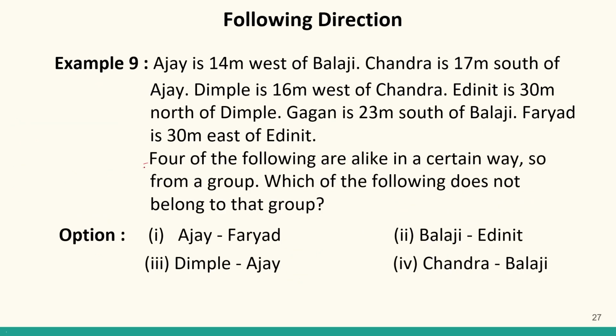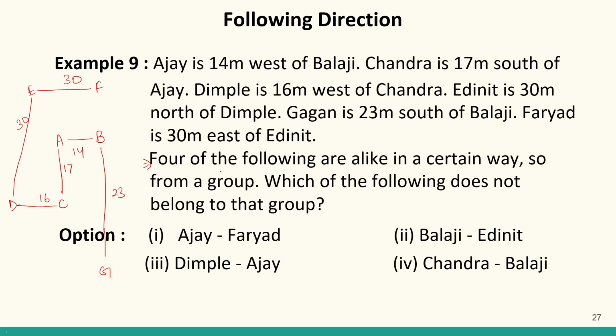Okay. Different question, same information. Let us draw. Ajay is 14 meter west of Balaji. Chandra is 17 meters south of Ajay. Similarly, Dimple is 16 meter west of Chandra. Then Edenith is how much? 30 meter to the north of Dimple. Similarly, Gagan is 23 meter to the south of Balaji. And Faryad is over here, 30 meter east. This is the information.